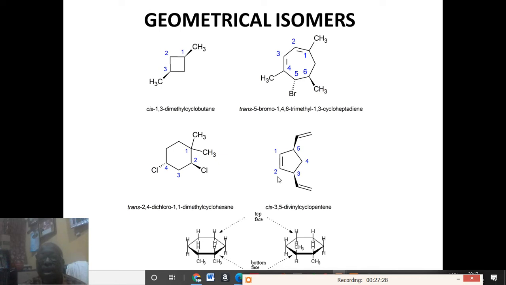3,5-diphenylcyclopentene. Then you have these outward structures of cyclohexane, also depicting trans and cis isomers.